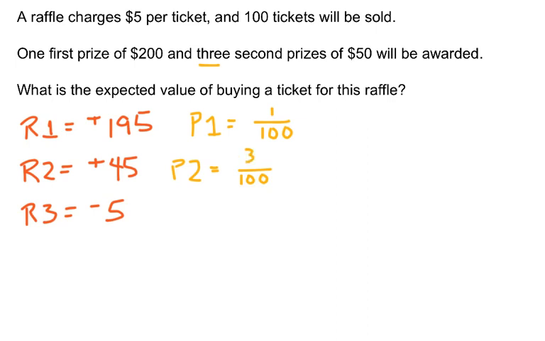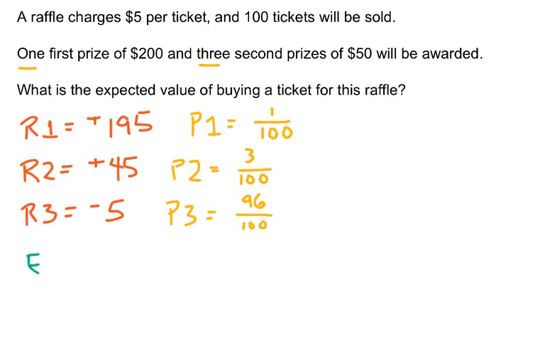And then finally, the probability of result number 3, there are 100 tickets, and let's see, there's going to be 1 first prize winner, there's going to be 3 second prize winners, so that means there's 4 winners overall. We've seen that, which means 96 people aren't going to win at all. There are going to be 96 tickets that are losers, and so the probability of that happening is 96 out of 100. Now I have all my results, I have all my probabilities, I'm ready to find the expected value. Let's go ahead and do that.